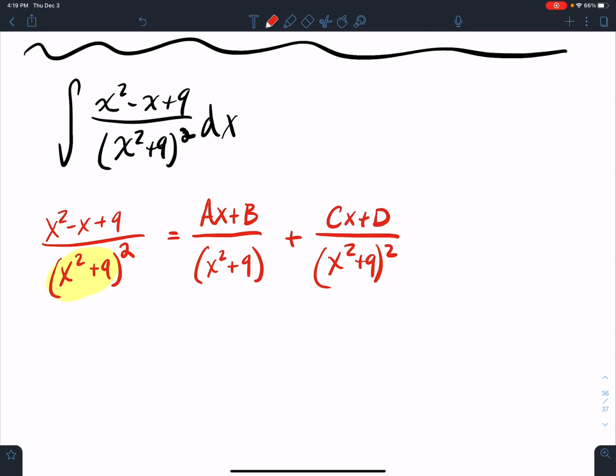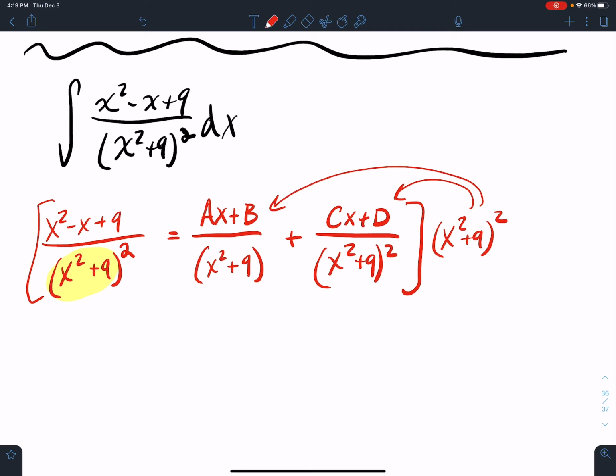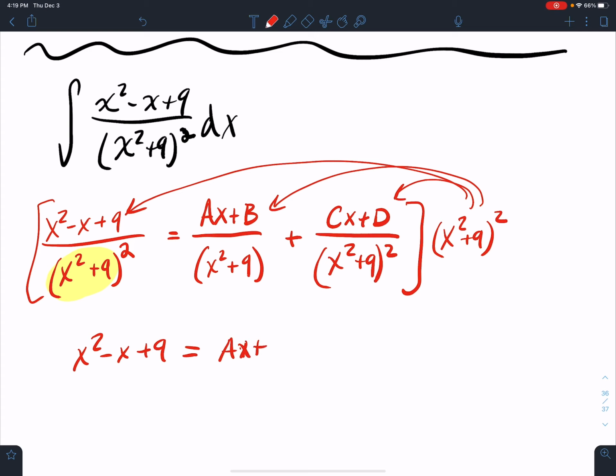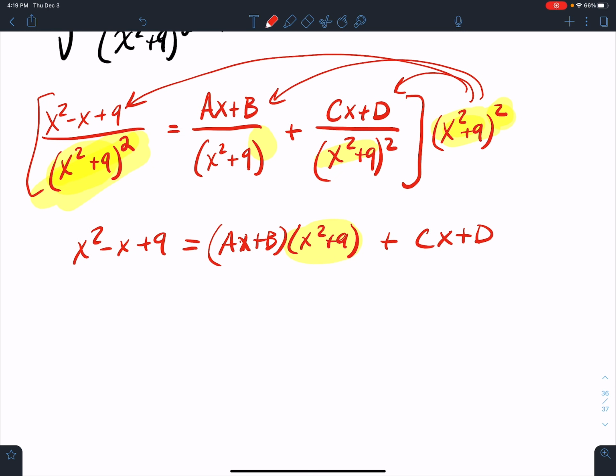To solve, I'm going to multiply through by x squared plus 9 squared, because that's the common denominator. When I do that, those cancel for that piece, and then here one of them cancels, and then here both of them cancel. So x squared minus x plus 9 equals ax plus b times x squared plus 9, and then plus cx plus d. Like I said, this cancels with this right here, and this cancels with that right there too. And then only one of those cancels with one of those there. That's why we have the one left over to multiply through, if you so choose.